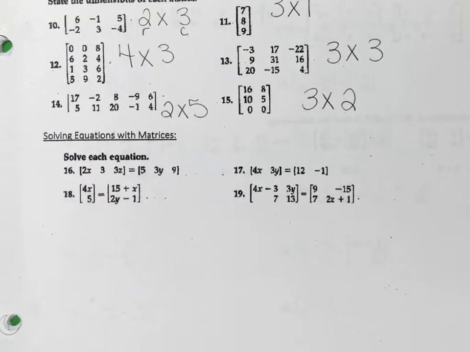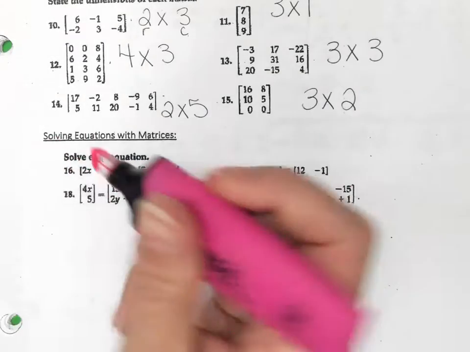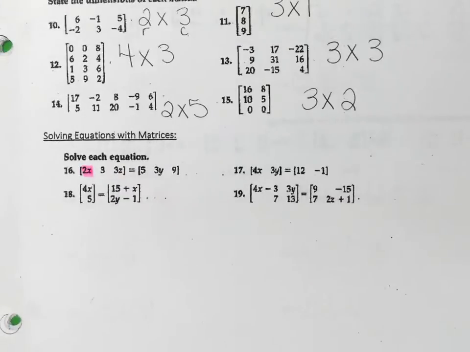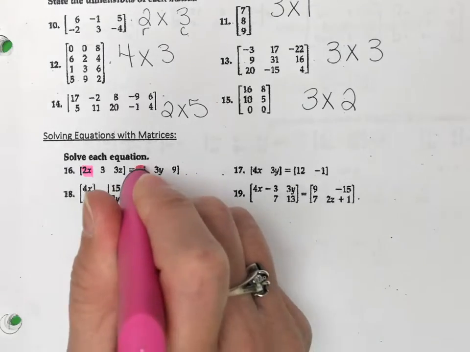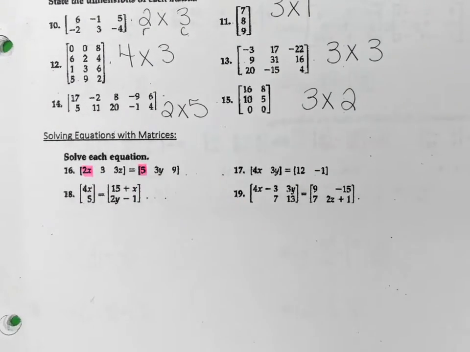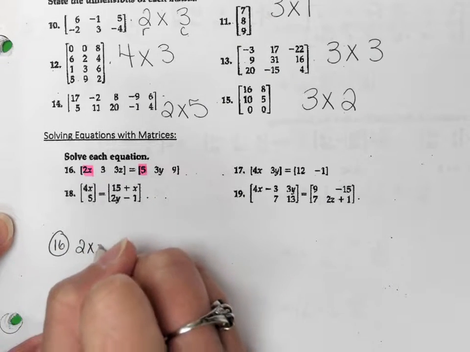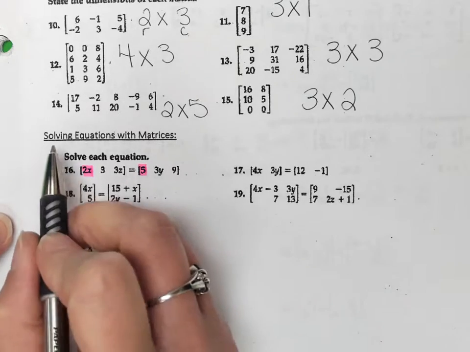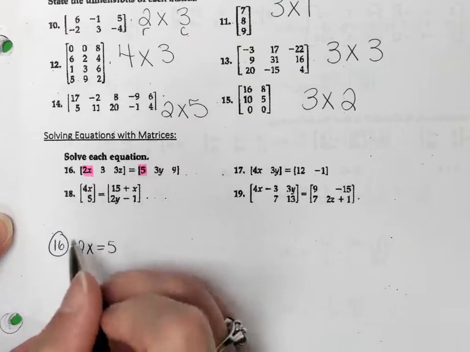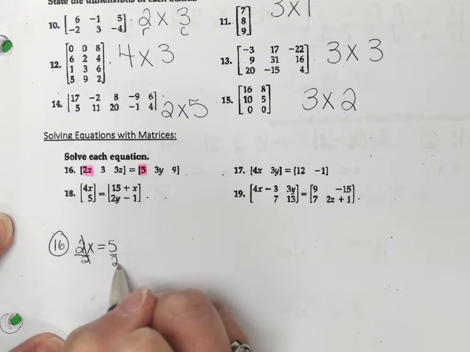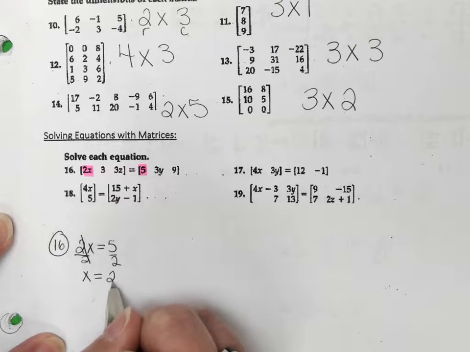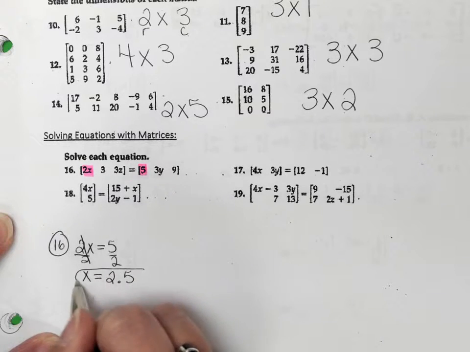Let's look at these. All right, so all you do, it says solve, right? Do you see the 2x, how it's first in the matrix? What does it equal? What's the first on the other one? 5. So I can set those two equal. For number 16, I can say 2x equals 5 because it said solve. So now how do I solve for x? Divide by 2 and you're going to get a decimal. It's okay. It's a good decimal. X equals 2.5.